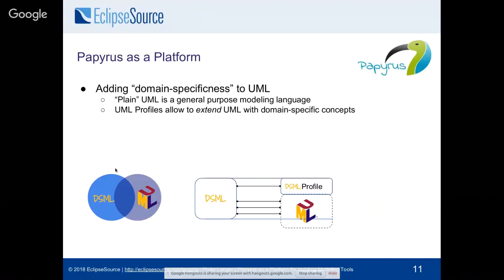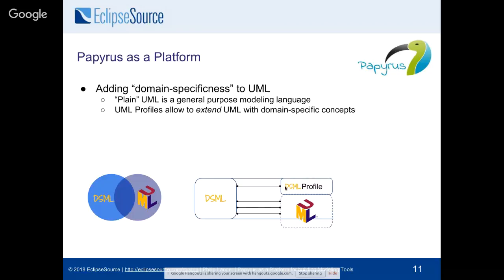So if you remember this chart that we had on earlier slides, where you have your domain-specific modeling language, and it has an overlap with the language extent of UML. You could also look at it that way, so that you have your domain-specific modeling language, and there are parts which directly reuse or at least build upon UML. And then you would like to have something domain-specific on top.